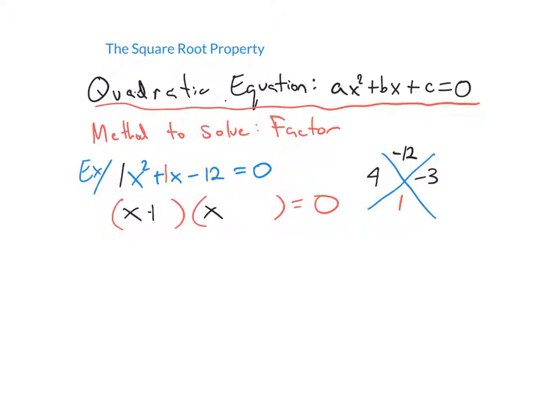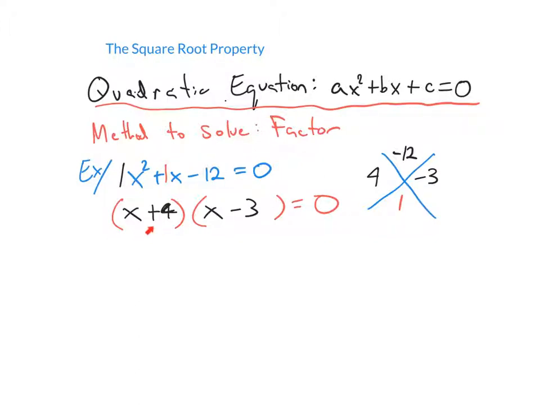So we got the plus 4, and then we got the minus 3. And then we always check to see if I could divide by a GCF. Nothing here, no GCF, so we're good.